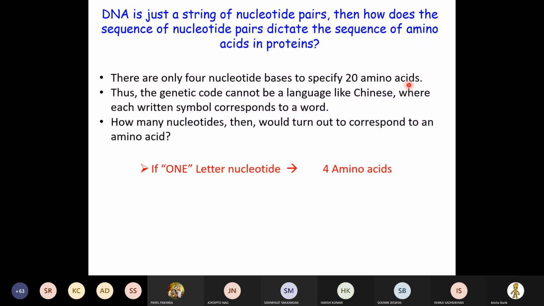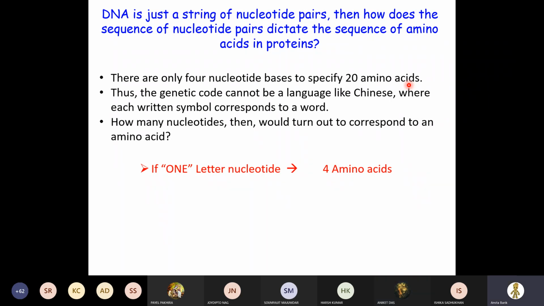So, ma'am, then one nucleotide is coding for, I think, five amino acids. How can it happen? One nucleotide will cover for five. Then only five for the 20, something like that. Anyone else? Ma'am, we have codons, like a group of three bases.